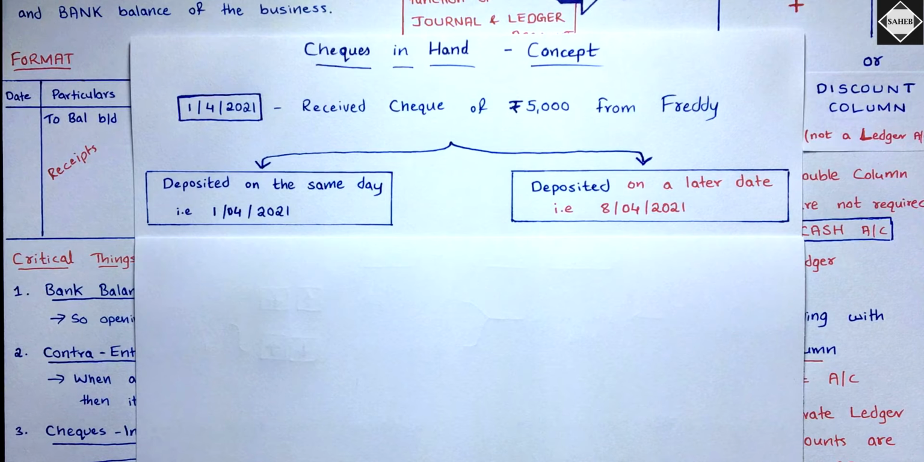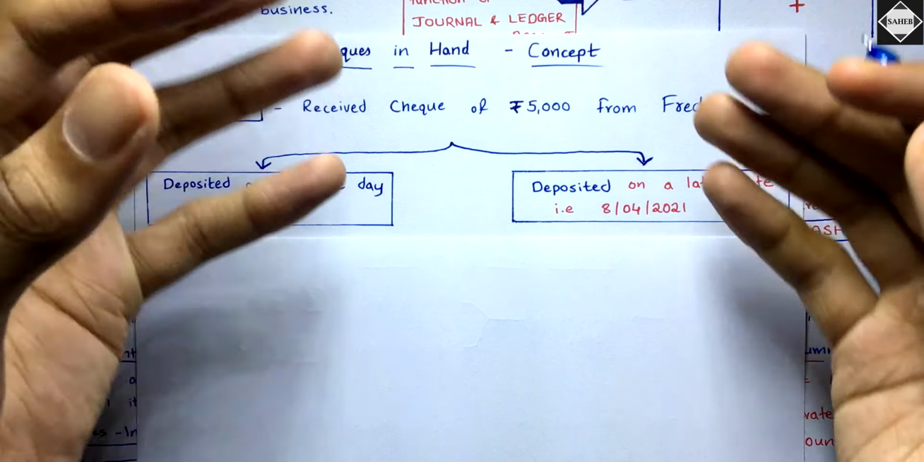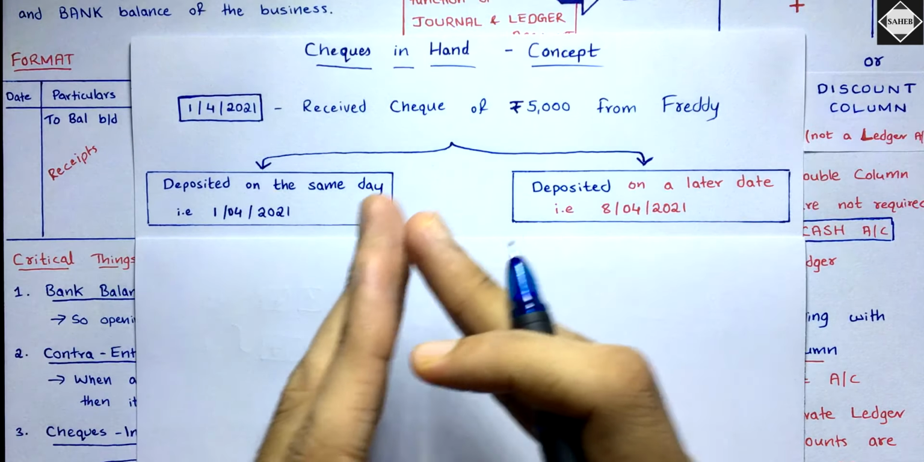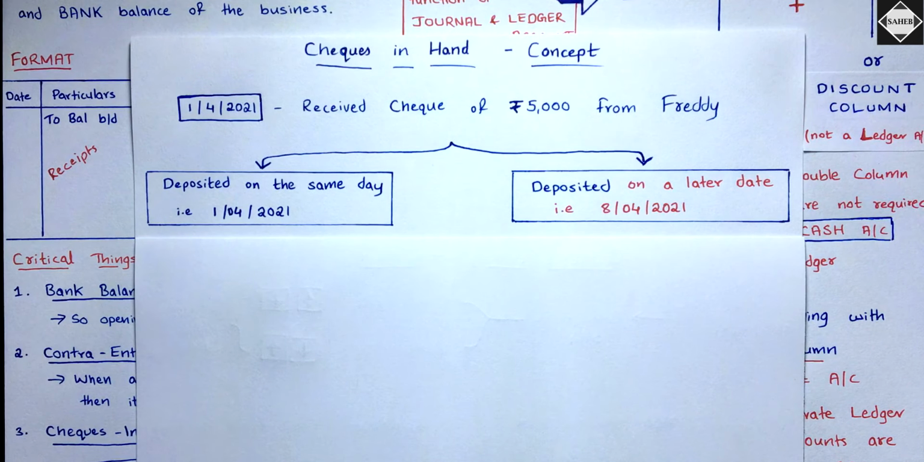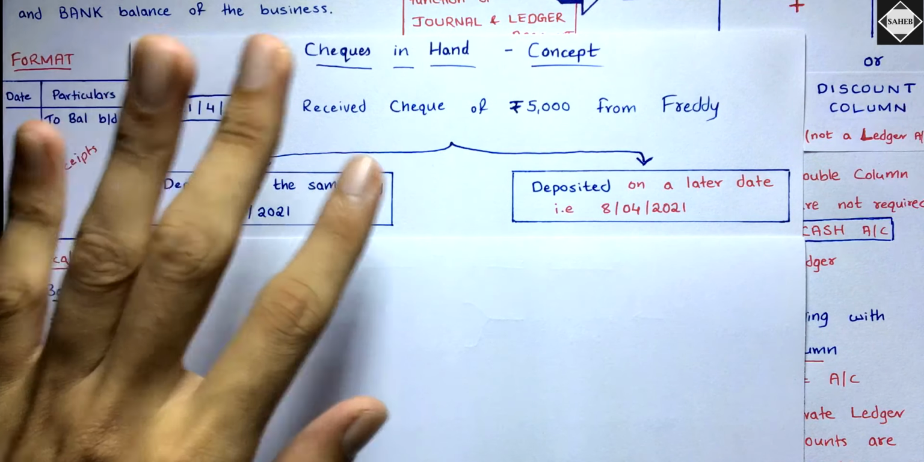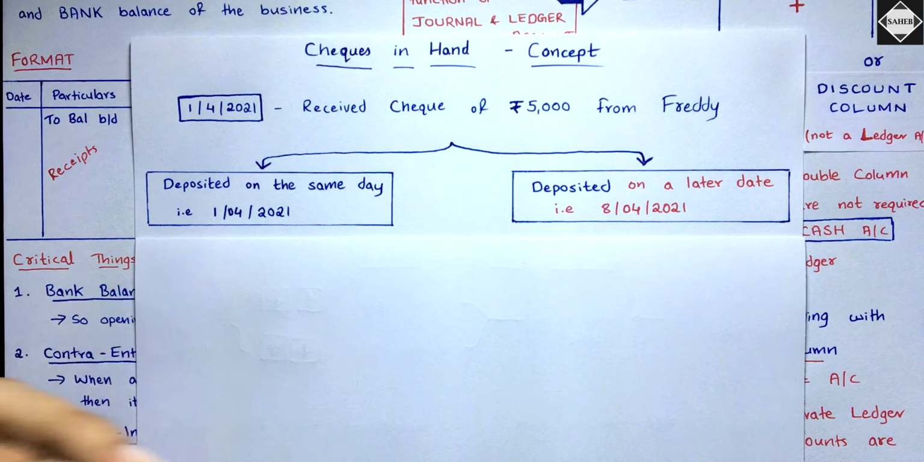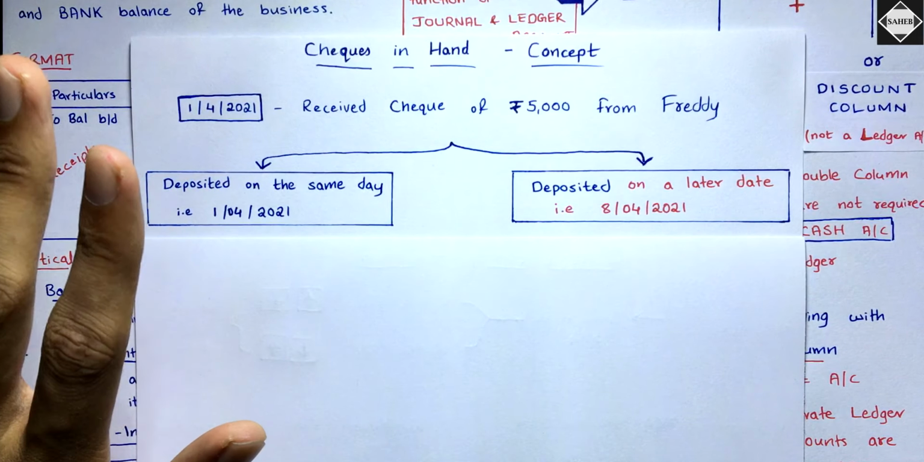Now there can also be a situation where you got the cheque from your customer, you deposited it with the bank, and then you also recorded in your cash book that we have got 5,000, immediately recorded also.